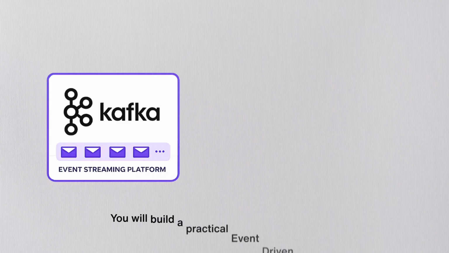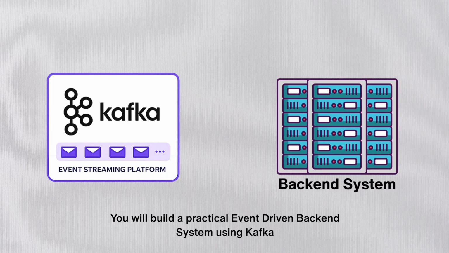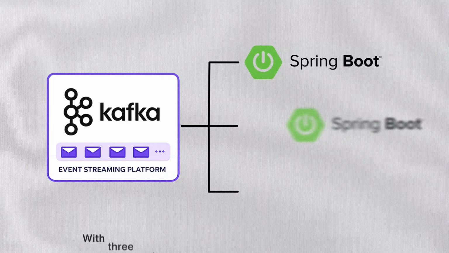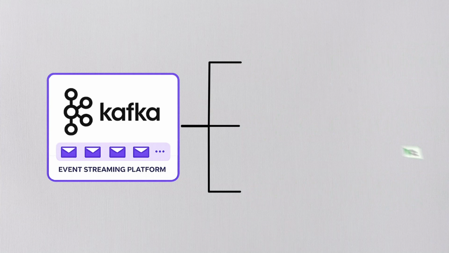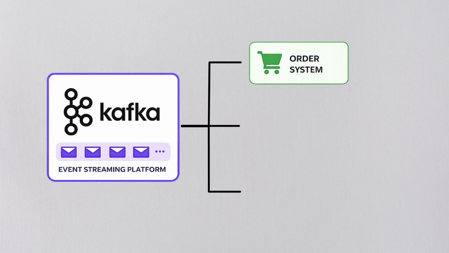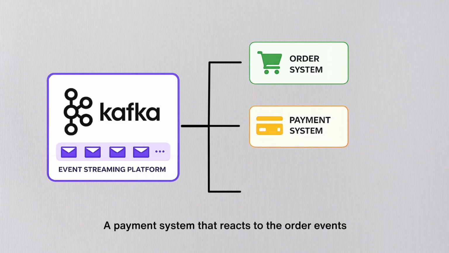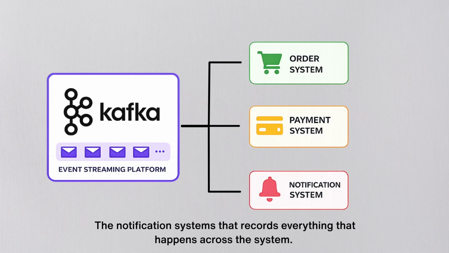Most Kafka tutorials stop at sending a message. This project goes further. You will build a practical event-driven backend system using Kafka, where 3 Spring Boot projects communicate with each other in a synchronized way. An order service that creates an order, a payment system that reacts to the order events, and the notification system that records everything that happens across the system.